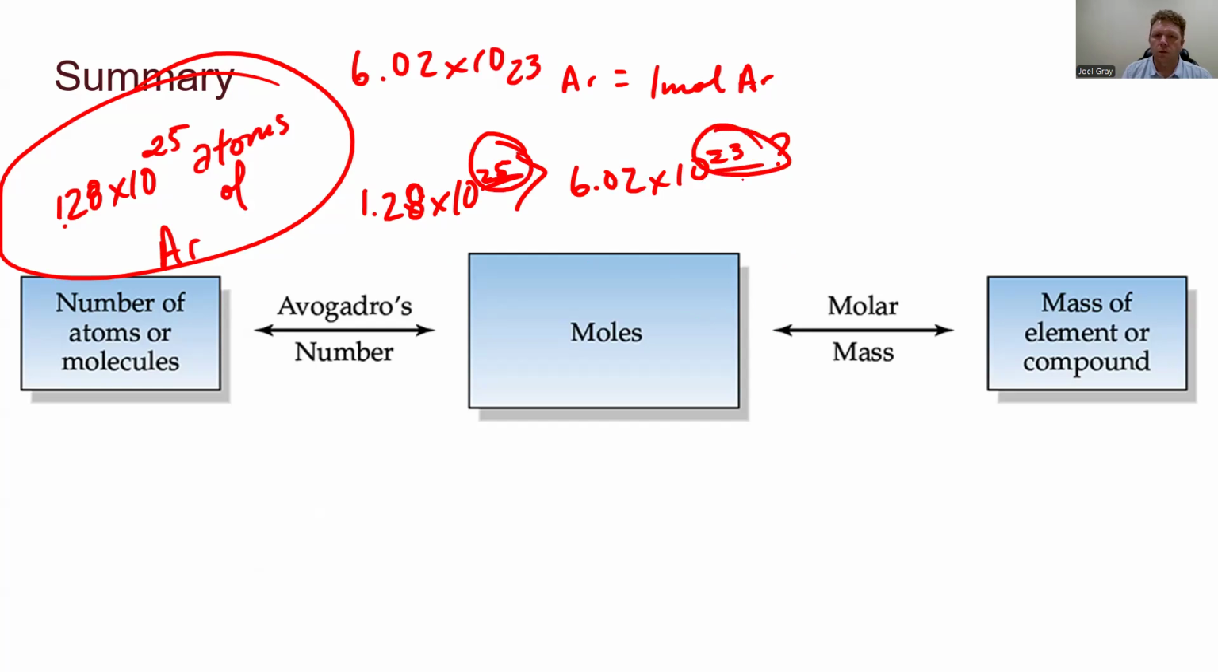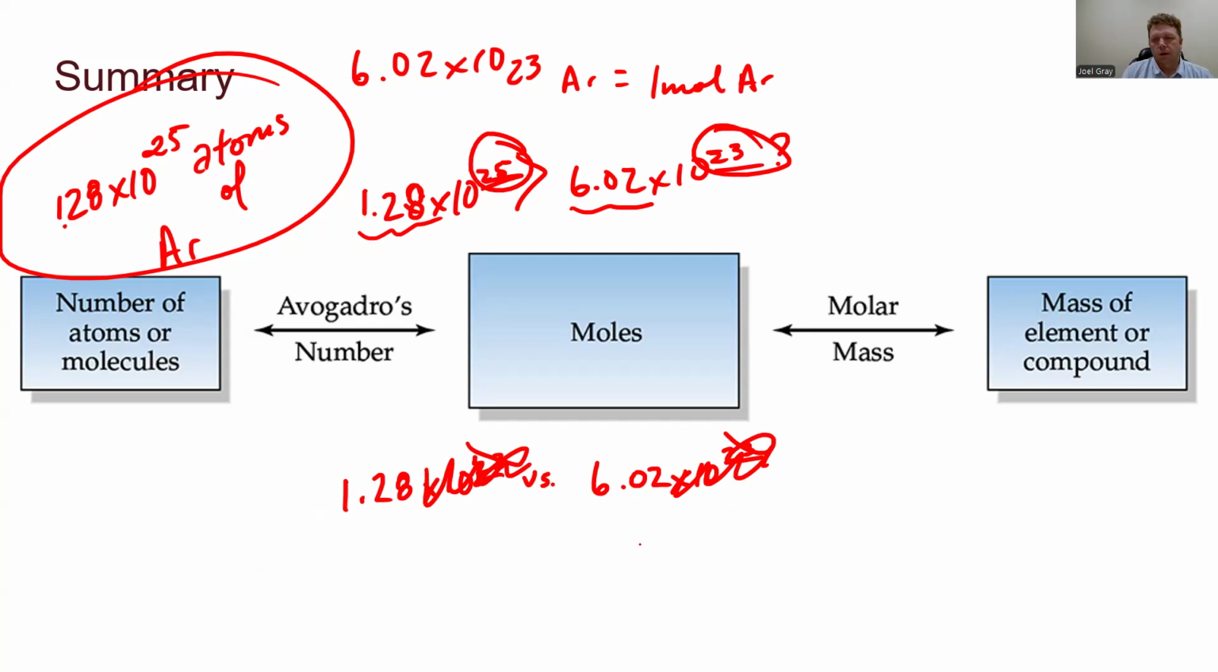25 is larger than 23. Really, the other numbers don't matter. If you were to look at 1.28 times 10 to the 23rd versus 6.02 times 10 to the 23rd, which one of these numbers is larger? The exponents are the same, so we don't care about those. We can scribble that out. And if I'm asking which is the larger number, what's bigger, 6 or 1? 6. So this is your larger number.